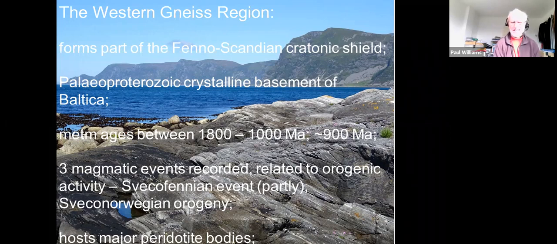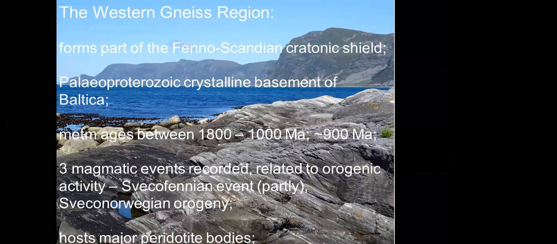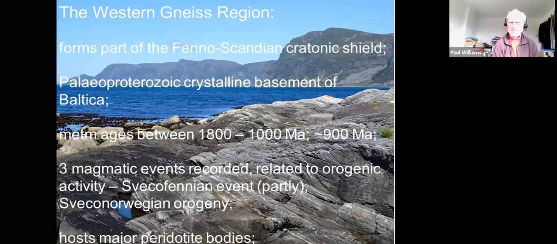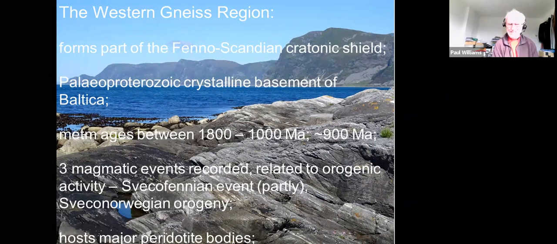Now, the important thing about these major Gneiss regions is that they host big bodies of peridotite. And when I say big bodies, I'm talking about an areal extent of something in the order of tens of kilometers. So these are pretty large bits of peridotite that we find within these Gneisses, not your little tiny blobs.